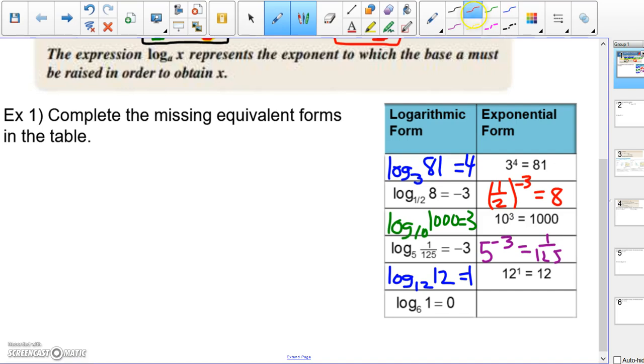As is this next one, log base 6 of 1 equals 0. That's a base 6, exponent 0. Of course, 6 to the 0 power equals 1.